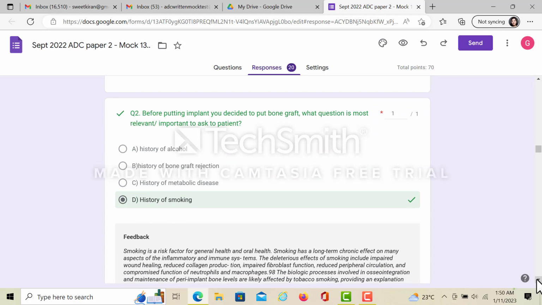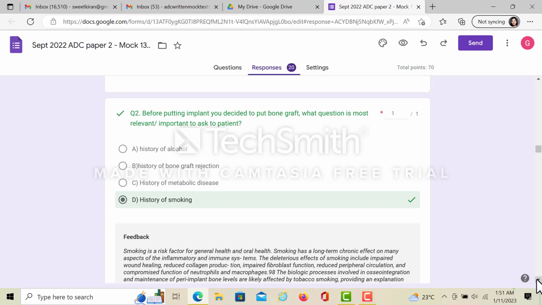Second question. Before putting the implant, you decided to put a bone graft. What question is the most relevant and important to ask? Now, history of alcohol: the patient has already given a history that he consumes alcohol on weekends, so you don't have to ask about it. You remember whenever I say most, best, initial, it means all the options are going to be correct, but you have to select that one single option which is the most important. Understood? So history of alcohol is correct, but the question has already mentioned it, so I won't choose that as an answer.